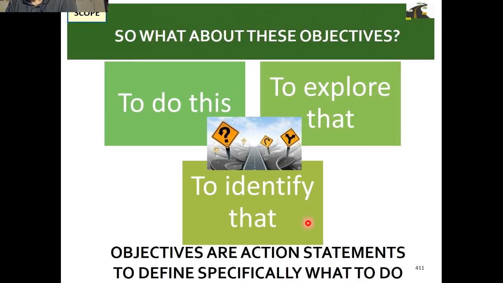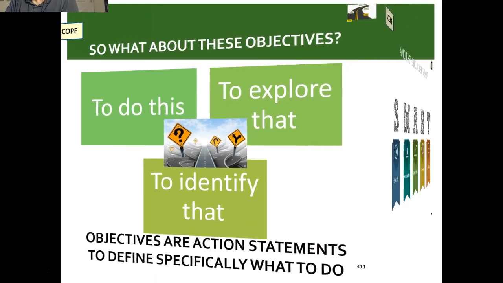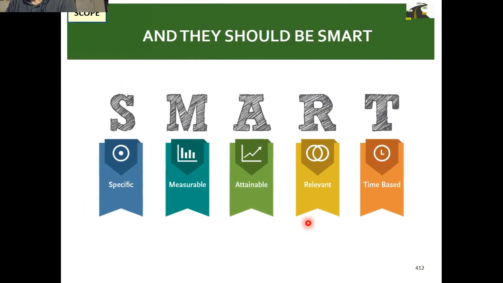So what about these objectives? Okay, we're into O here. We went to Frame, then we go to O. They're action-oriented statements that define specifically what to do. And they're SMART, and we talked about SMART: specific, measurable, attainable, relevant, and time-based.